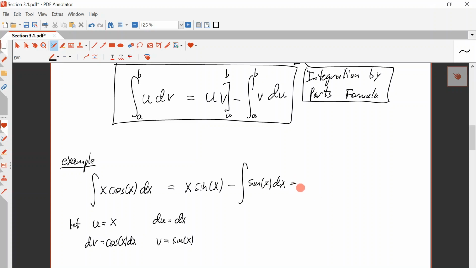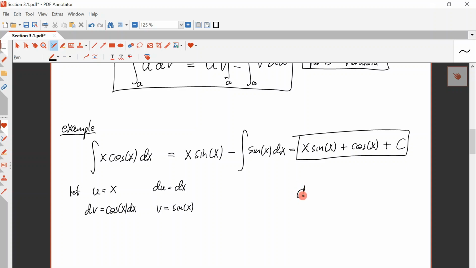So in the next step, we get that this is equal to x sine x minus minus cosine, so it's plus cosine x. And then at the very end, when you have no antiderivatives left, then you put your plus c. So x sine x plus cosine x. Let's check this.